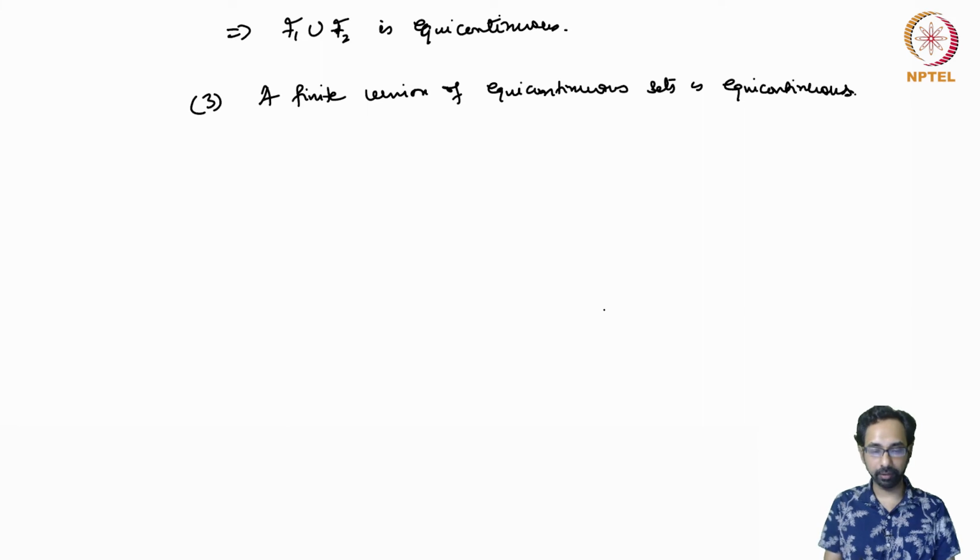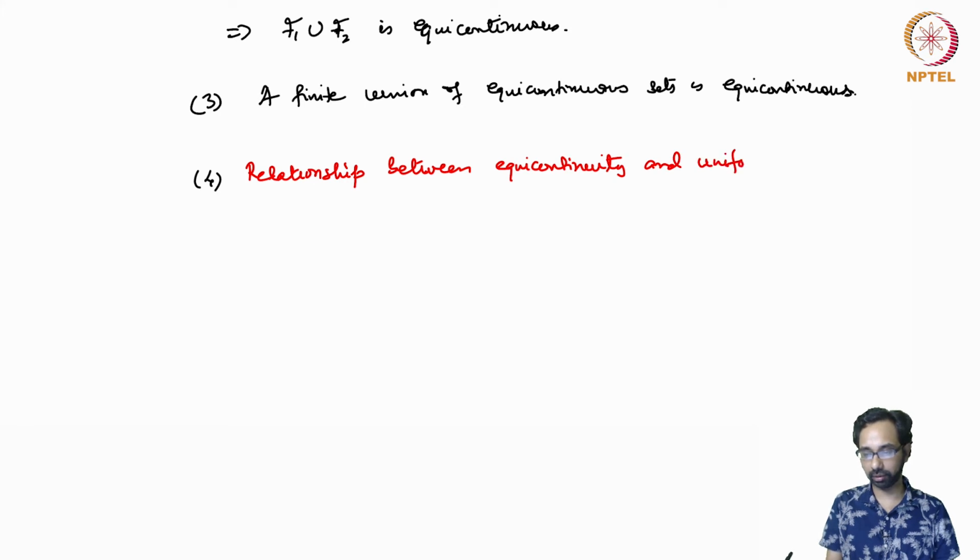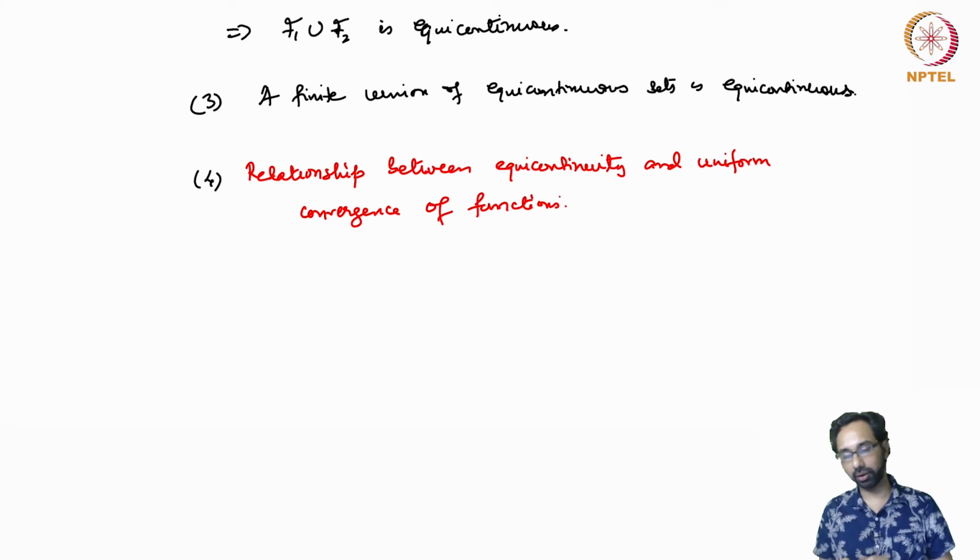And now we will describe the relationship between equicontinuity and uniform convergence of functions. And this is arguably the most important relationship in the context of equicontinuity, and it is closely related to uniform convergence. So let us see why this holds.